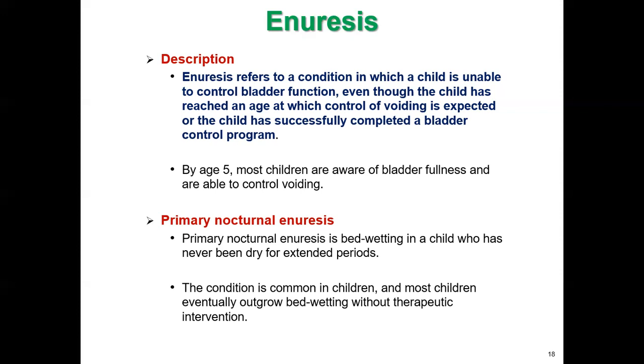So what about primary nocturnal enuresis? If you read this name, you can easily understand what it is. Nocturnal means at night time, right? So at night time, involuntary urination. Urination is usually under your control, which we call voluntary control. But if it is not under your control, it is involuntary, especially in children at night time. So it is called nocturnal enuresis. Nocturnal enuresis can be due to a urinary tract infection, maybe. This condition is common in children. Most children eventually outgrow the bedwetting without therapeutic intervention.